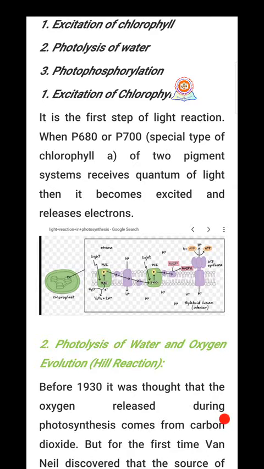The special types of chlorophyll, that is P680 and P700, are the two pigments that receive the quantum of light. The reaction centers 680 and 700, the two pigments, receive the quantum of light, and then they become excited and release electrons.